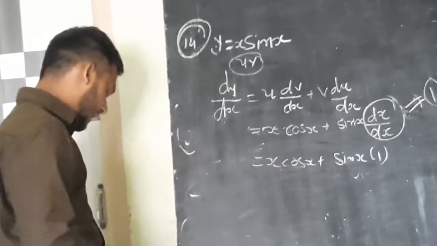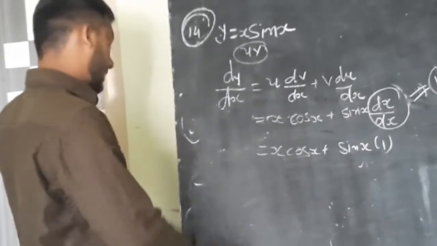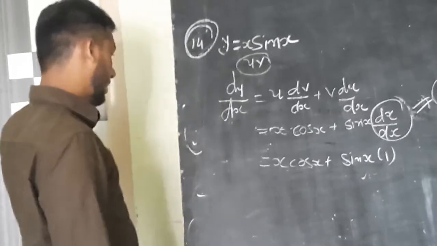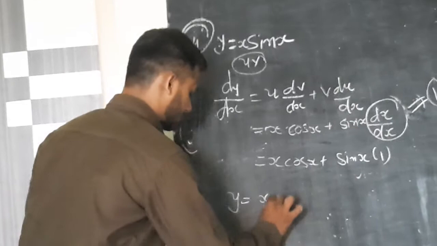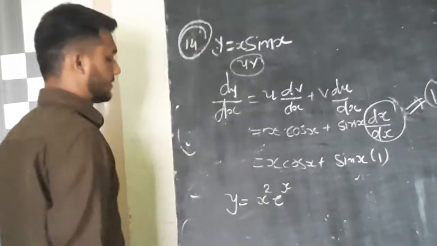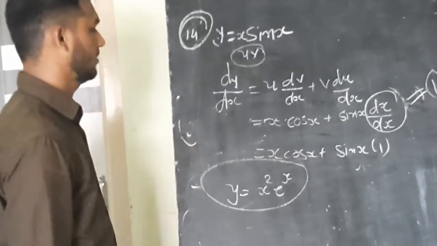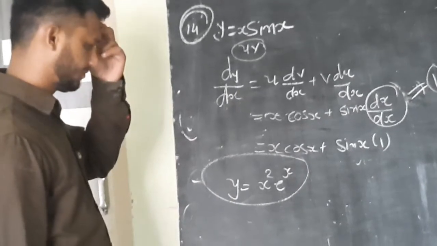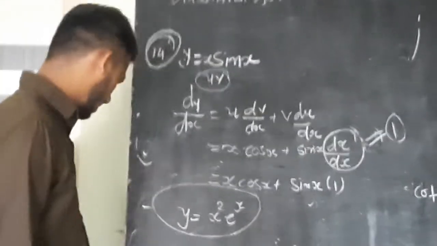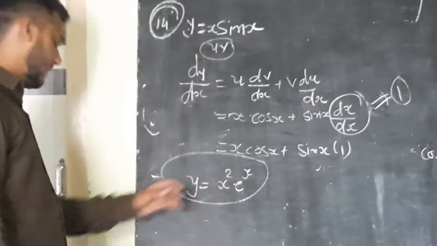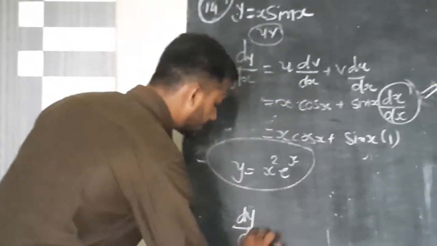Now we are talking about another example. Suppose y is equal to x square e raised to x. Now you can do this equation by yourself and see what will happen. So see here, check whether your answer is correct or not.